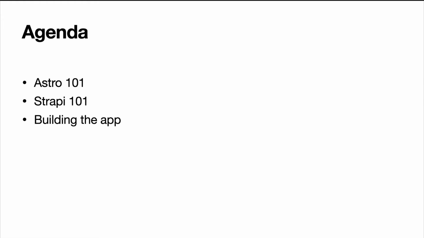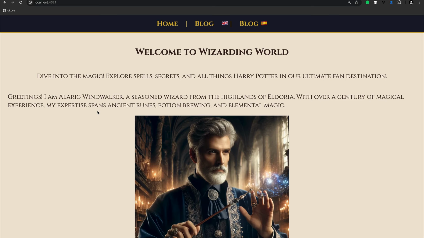Let me show you the application that we're going to be building, kind of highlighting the features of the app, and then we're going to start with an introduction to Astro. And here I have my browser open where you can see the front page of the application. It is going to be a fan site for the Harry Potter universe, and we're going to be putting the individual pieces together for this application together.